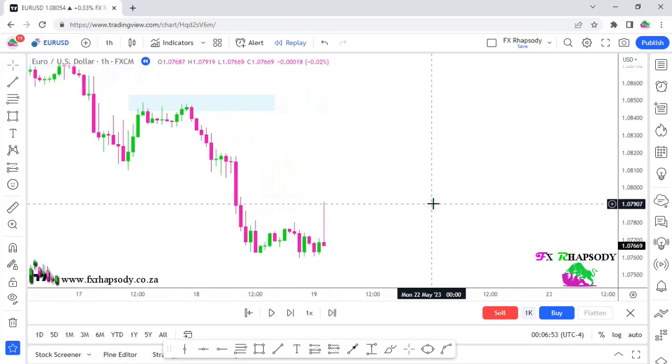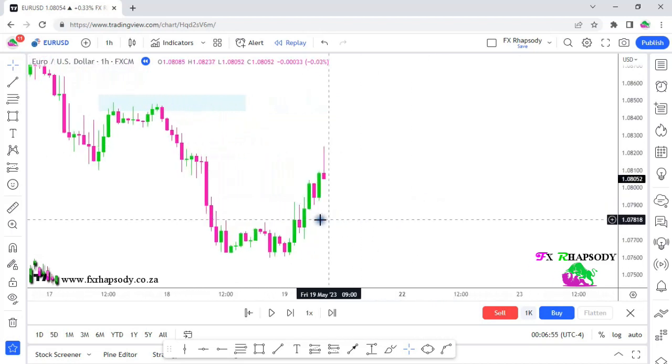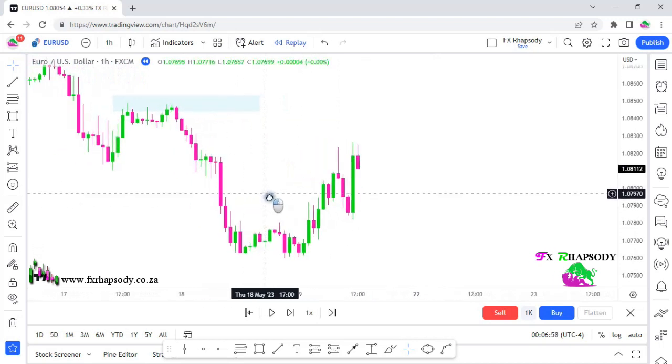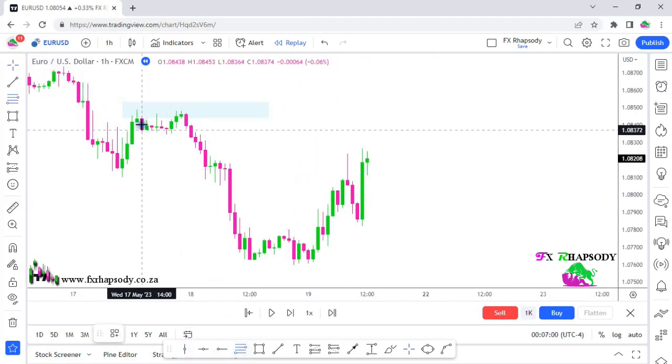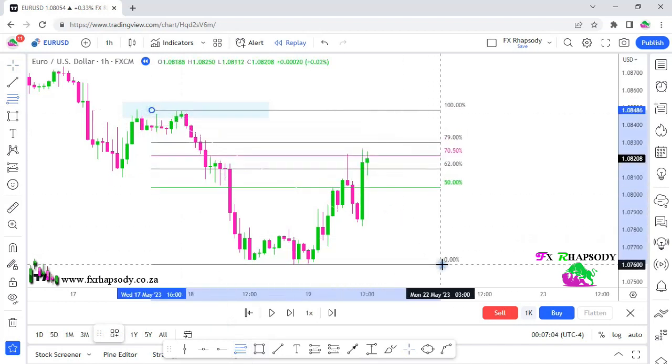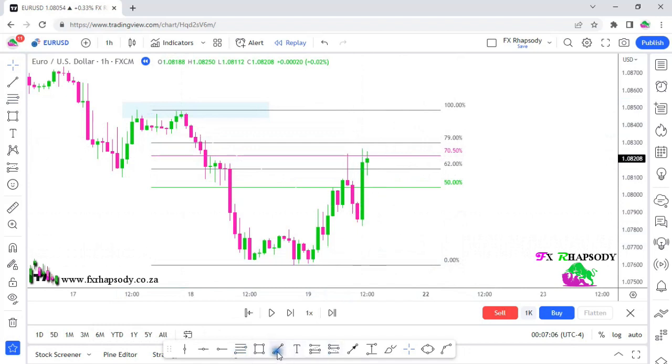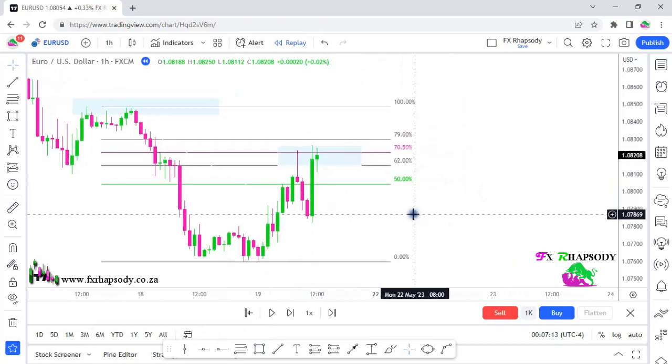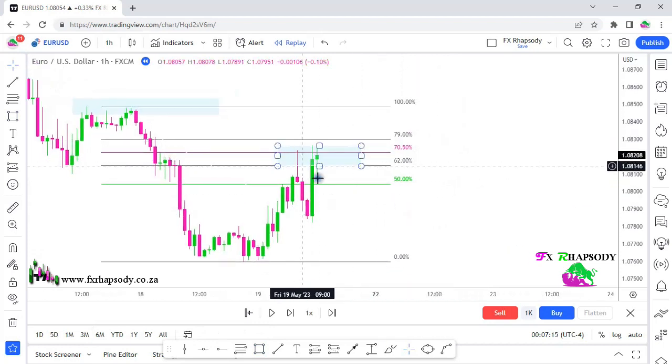And now we can see price moving up and basically ending the week on this area. So this is again the area that we're looking at, that swing high to that swing low, and we can see price moving into this 62% area. So let's move on to our next currency pair, which is going to be the British pound, US dollar.